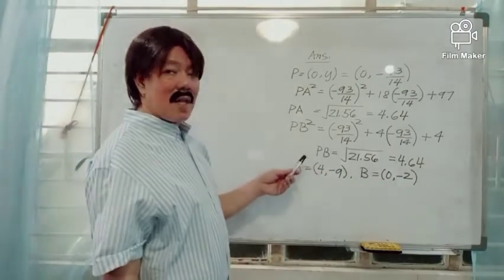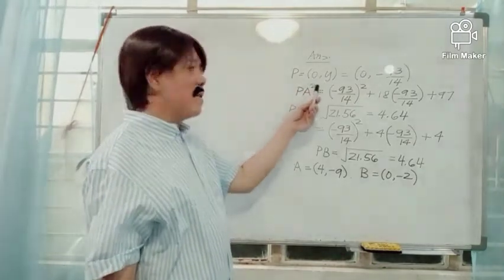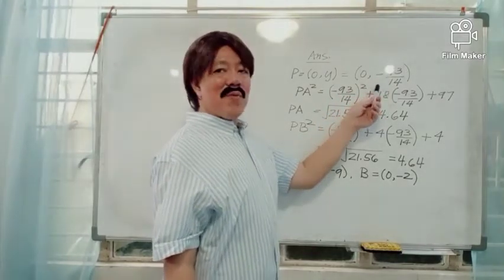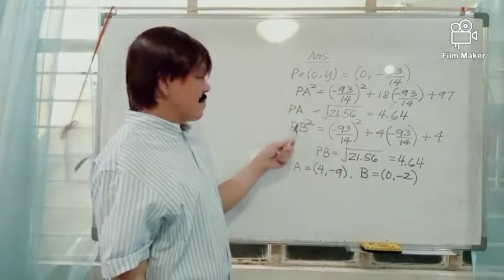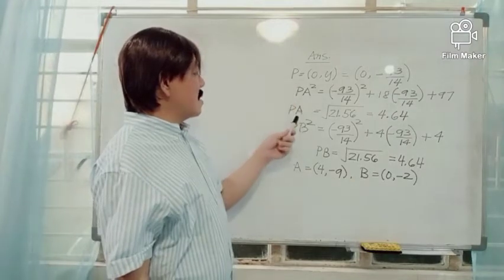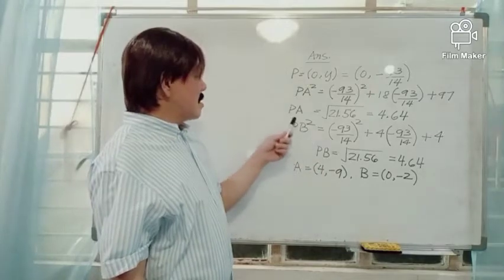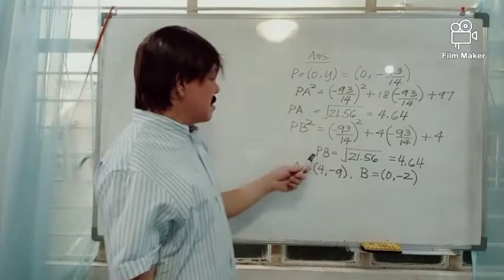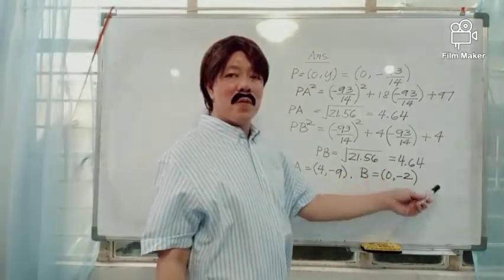Hence, we have checked that the point P with coordinates 0, negative 93 over 14, has the same distance from point A and from point B. That is, point P is equidistant from A and from B. The distance of P from A is 4.64 units. The distance of P from B is also 4.64 units.